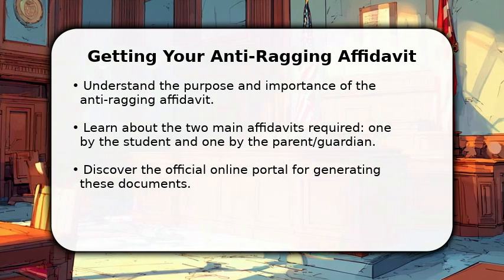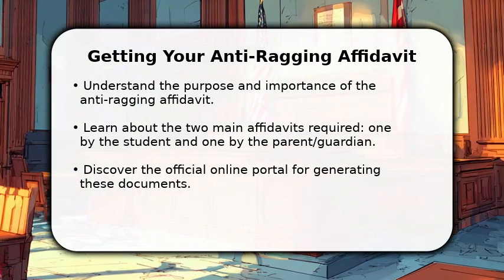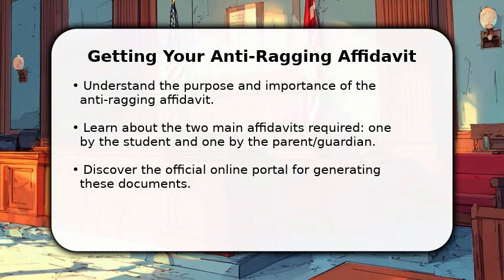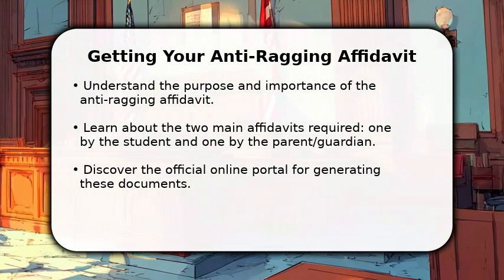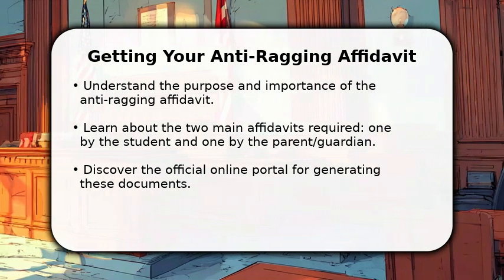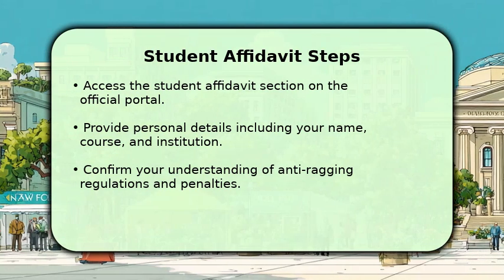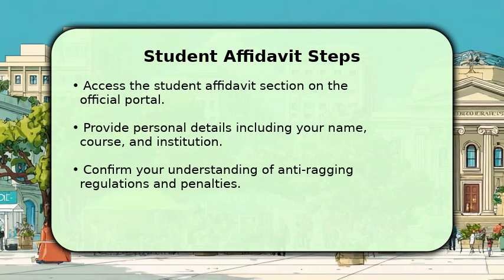You will need to complete two separate affidavits, one for the student and another for their parent or guardian. These forms are essential for admission to many educational institutions across the country. To begin the student affidavit process, locate and click on the student affidavit link on the website.